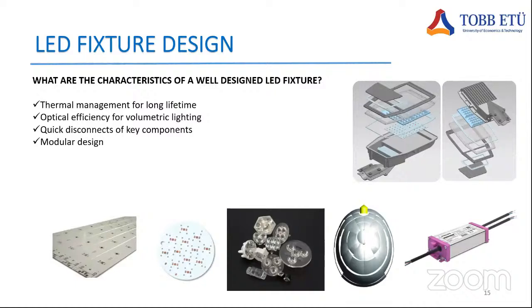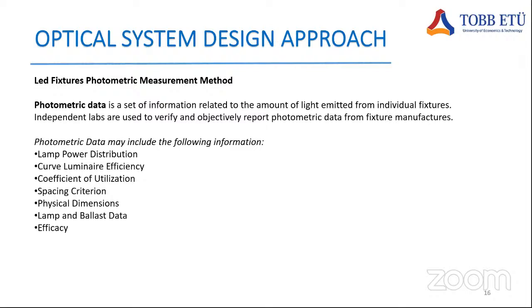What are the characteristics of a well-designed LED fixture? Thermal management for long lifetime, optical efficiency for volumetric lighting, quick disconnects of components, and modular design. We need to know photometric data, first of all. Photometric data is a set of information related to the amount of light emitting from individual fixtures. Photometric data may include lamp power distribution curve, luminaire efficiency, utilization coefficients, physical dimensions, lamp or driver data, and efficiency.